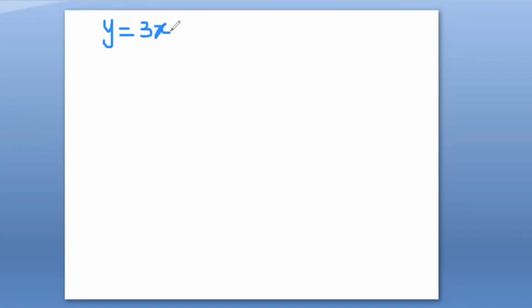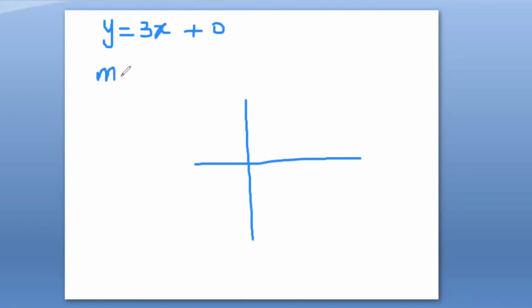Here I'm going to take one more example: y equals 3x. Again our y-intercept is 0, so our first intercepting point is 0. How do we plot this graph? The first point, the intercepting point, is 0, and this is our slope.